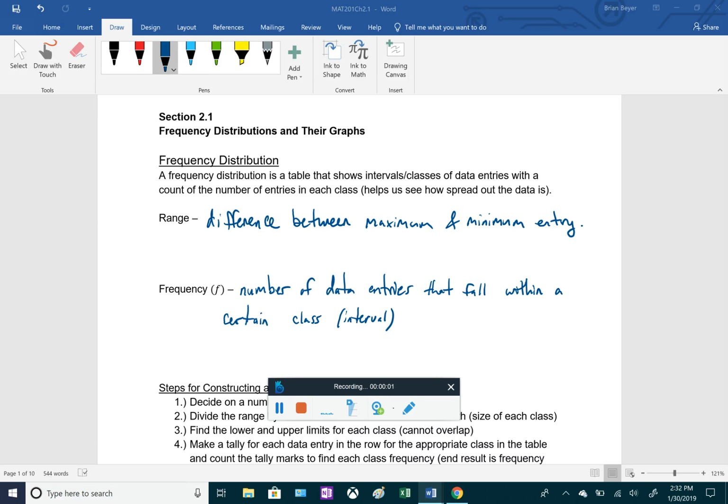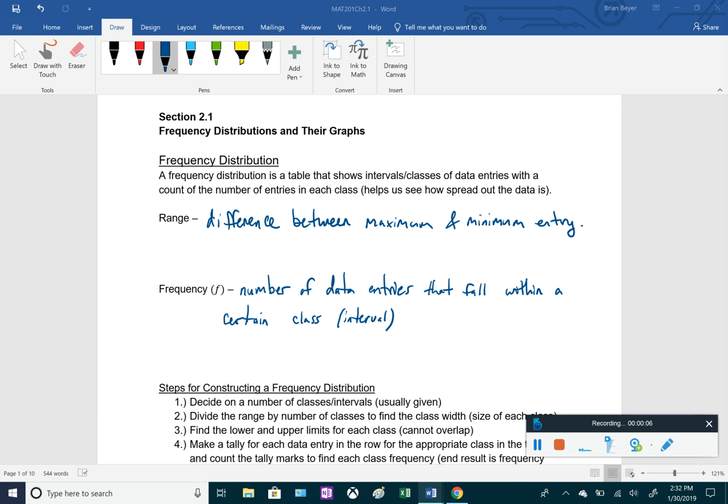Section 2.1 will be talking about frequency distributions and their graphs. A frequency distribution is going to be a table, and it's going to show the intervals or classes. When we say the word classes, we're referring to an interval, and it's going to show the classes of data entries with a count of the number of data entries that fall within each class. This is going to help us see how spread out the data is.